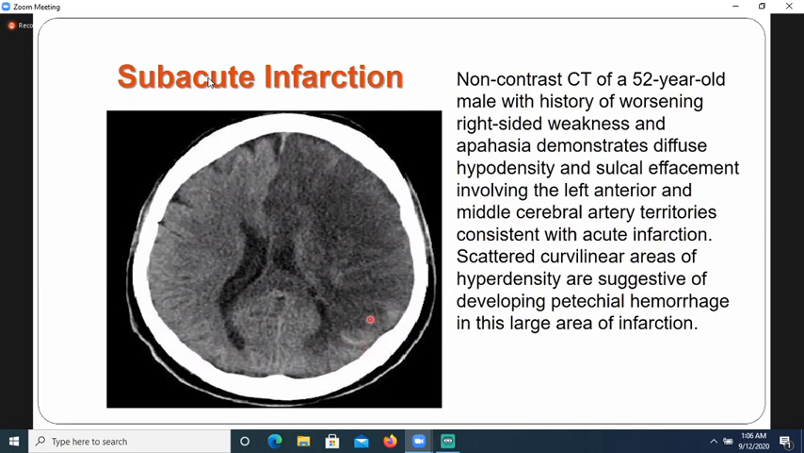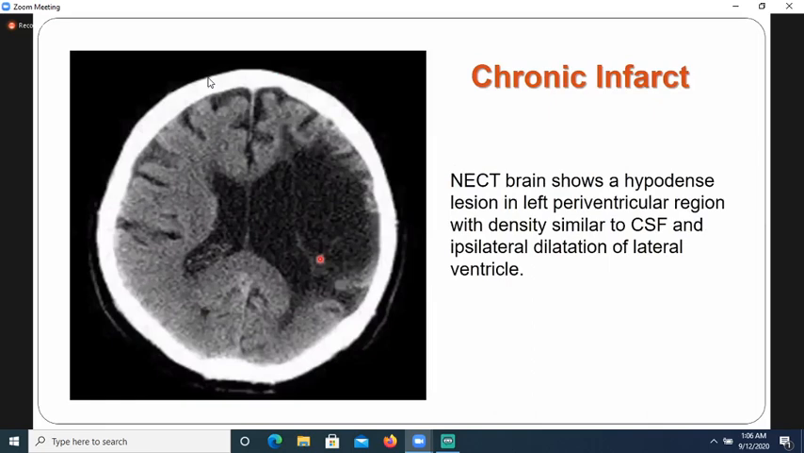This is a CT scan of a chronic infarction. You see there is a hypodense lesion in the left frontoparietal region. It has the same density as the CSF in the ventricle. Both look almost similar. So this is basically CSF which has replaced the brain parenchyma in the chronic infarction.